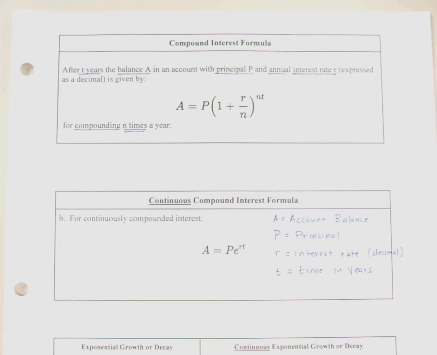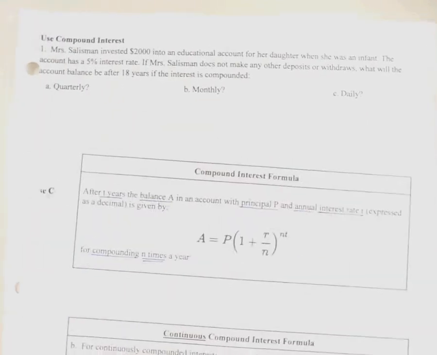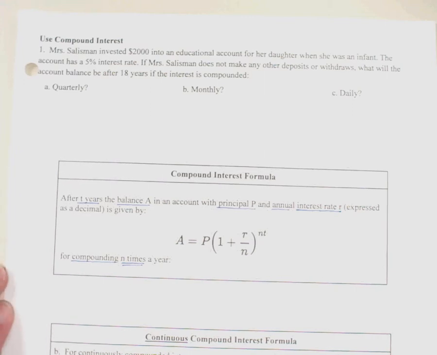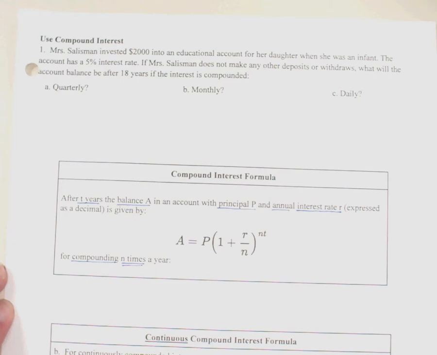Now we're going to use this formula, and I want you to turn the page and look at problem number 1. It says, Mrs. Salzman invested $2,000 into an educational account for her daughter when she was an infant. The account has a 5% interest rate. If Mrs. Salzman does not make any other deposits or withdrawals, what will the account balance be after 18 years if the interest is compounded? And we're going to check it if it's compounded quarterly, monthly, or daily.